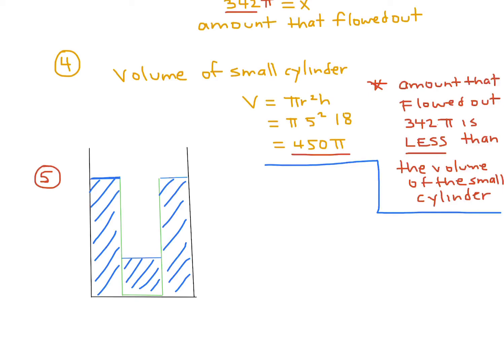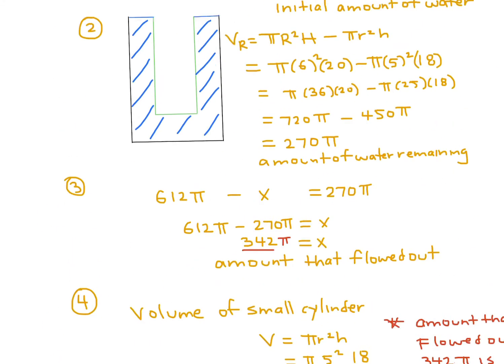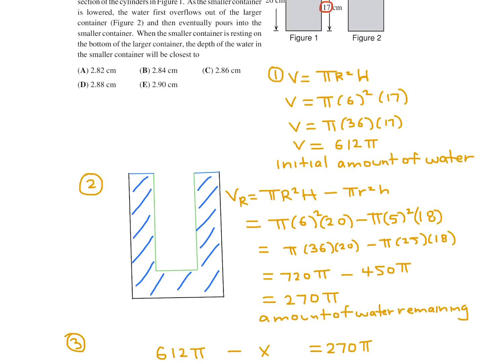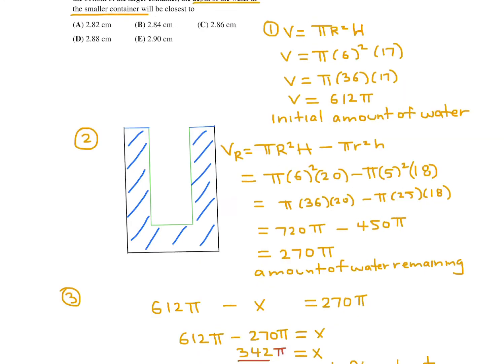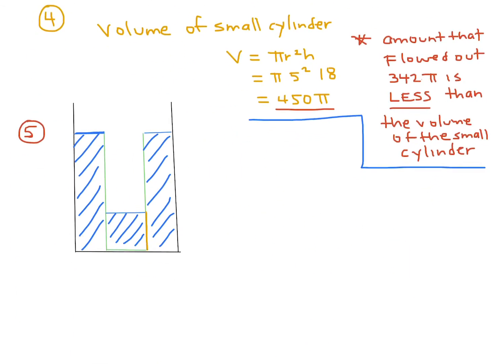All right, so now we have to figure out this value right here, the height of the water inside the small cylinder. I'll remind you, look at the question again. The depth of the water in the small container, that is what they want. All right, so I've denoted that with this orange line, and I'll call it y. I'll give it an actual value.